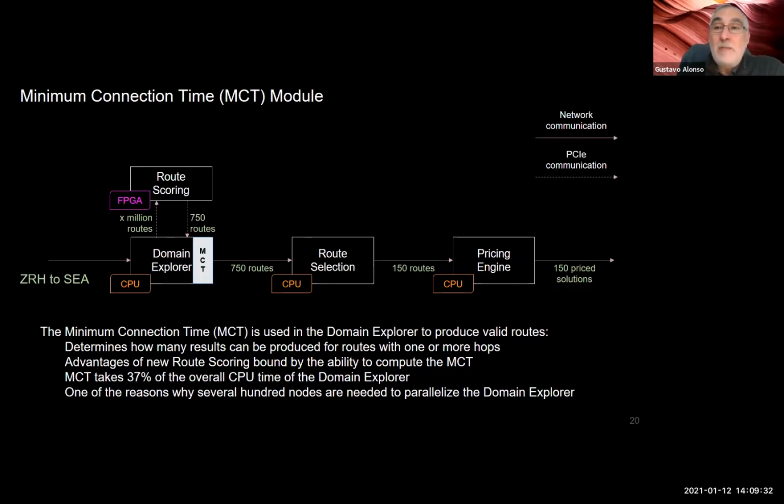So the minimum connection time is a module where you give it a combination of flights. Depending on the airports, the airlines, the type of the day and so forth, in a relatively complex decision process, it tells you what connection time you are going to need for that combination of flights. What happens in practice is that this module takes close to 40% of the computing capacity of the domain explorer. So if you can accelerate it in whatever way, you're going to make a significant impact on the domain explorer.